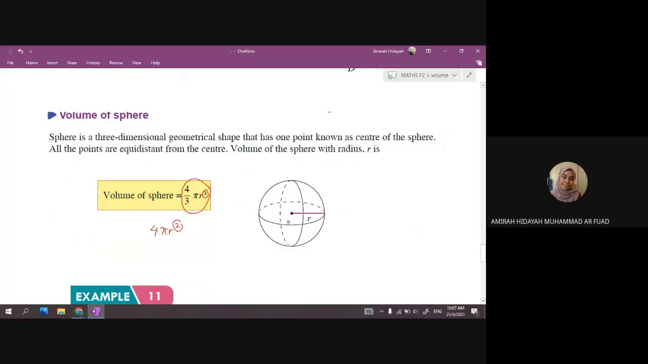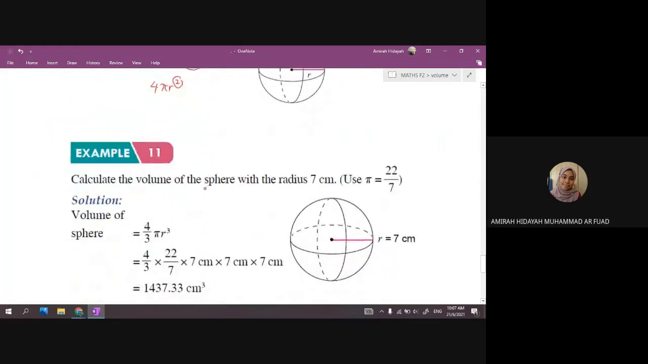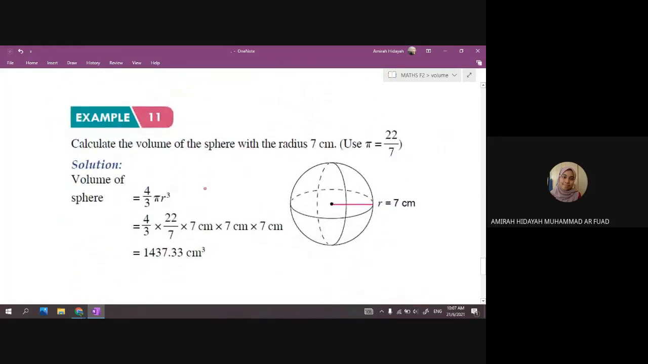Okay. You must remember this formula lah. So usually in question, kita akan bagilah nilai radius tu. So just plug in into the formula. Okay, next example, okay, to calculate the volume of sphere with the radius 7 cm. Okay, so dah diberi dah radius ni, so kita plug in sahaja. Right? R cubic, so kena darab 3 kali lah dengan 7. So dapatlah 1437.33 cm cubic.